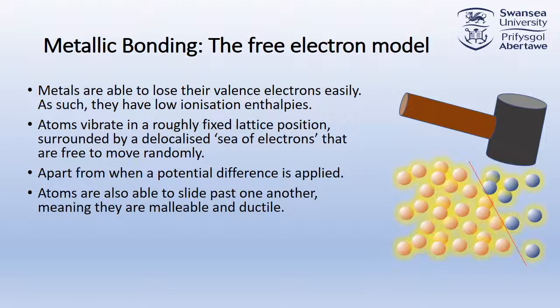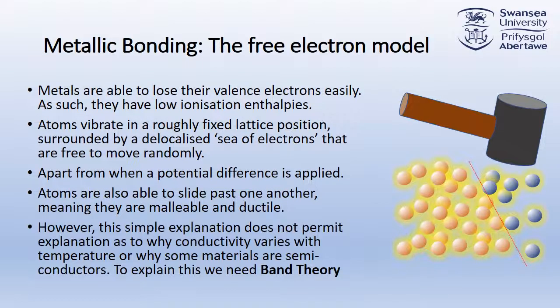If we hit a metal with a hammer, we can dent it. It's not brittle, it doesn't break. Okay, and this is because of those interactions between the atoms, which allow the atoms to move past each other. They're held together by this delocalized sea of electrons, and the atoms are actually able to move.